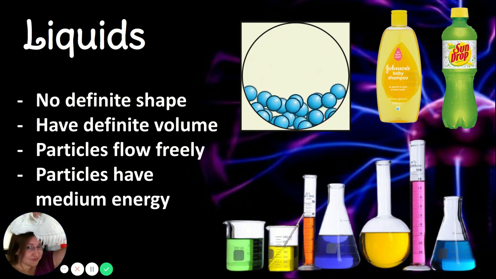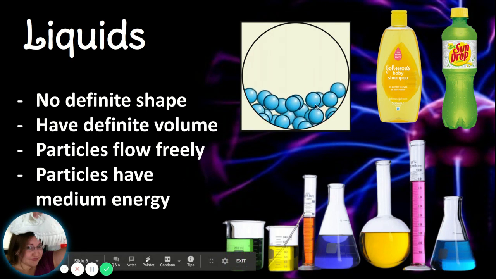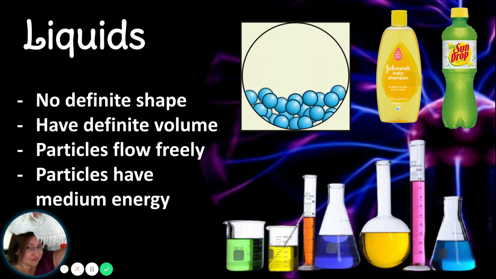The particles in a liquid are going to flow freely, so that means that they do have enough energy to move around, but they don't have enough energy to move around a whole lot. So I put that they have medium energy. Based on their energy, they fall in between solids and gases. The particles move freely, and they're going to be fairly closely packed together, so they still have a pretty high density. They're not as dense as solids, though.